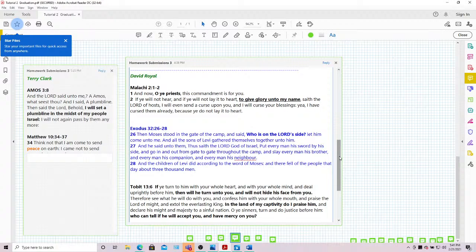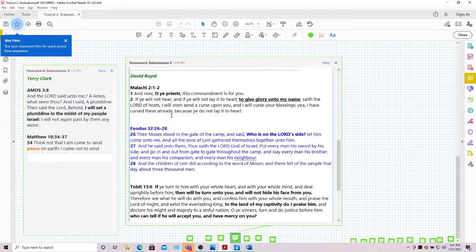And he started with Malachi chapter 2, verse 1 and 2. So, and now, O ye priests. So this is addressed to the priests that are handling the word of God. This commandment is for you. If you will not hear, and if you will not lay it to heart, to give glory unto my name, saith the Lord of hosts, I will even send a curse upon you, and I will curse your blessings.